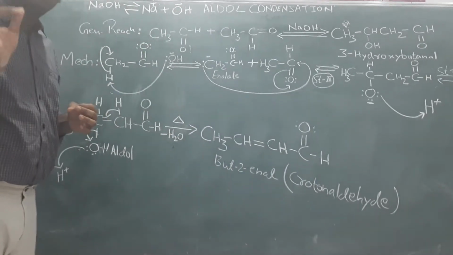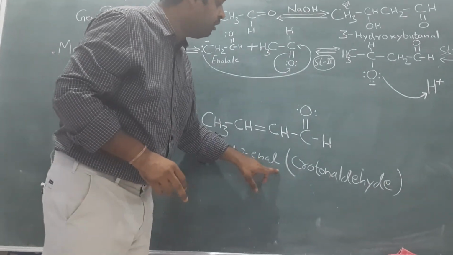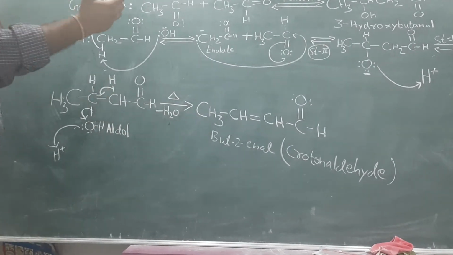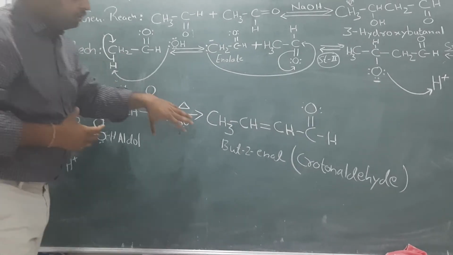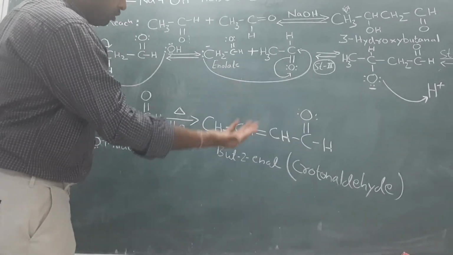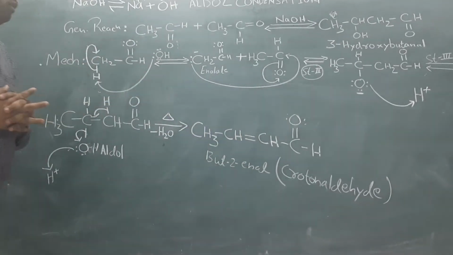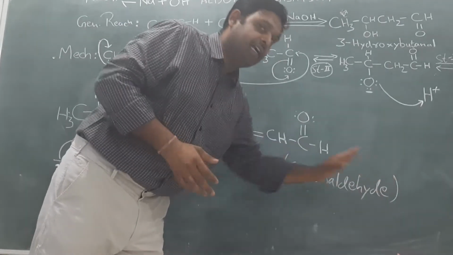The alpha beta unsaturated aldehyde, but-2-enal, is prepared if the aldol product is heated. So further, when the aldol product is heated, it consecutively prepares the alpha beta unsaturated but-2-enal. The common name of this is crotonaldehyde.